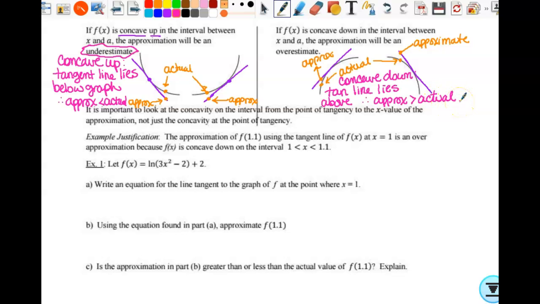Okay. So right now, the only way we can tell if it's an over approximation or under approximation is if we know something about the concavity. We're not going to always know something about the concavity. That's why there's another way to do it. We're just not there yet.